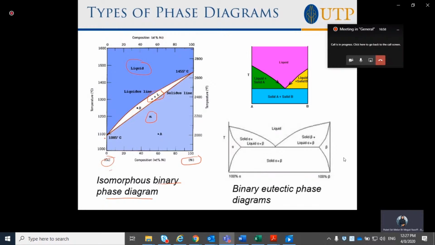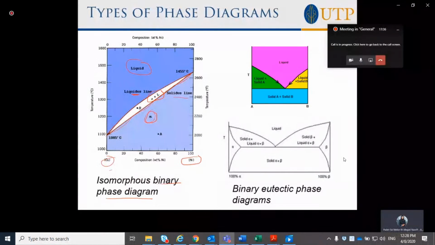Now, the specific shape that I have here has two lines. The liquidus line is the line that separates the 100% liquid region from the mixture of solid and liquid. The line that separates the 100% solid region from the mixture of solid and liquid is called the solidus line. By its name you can tell: solidus separates the solid region.